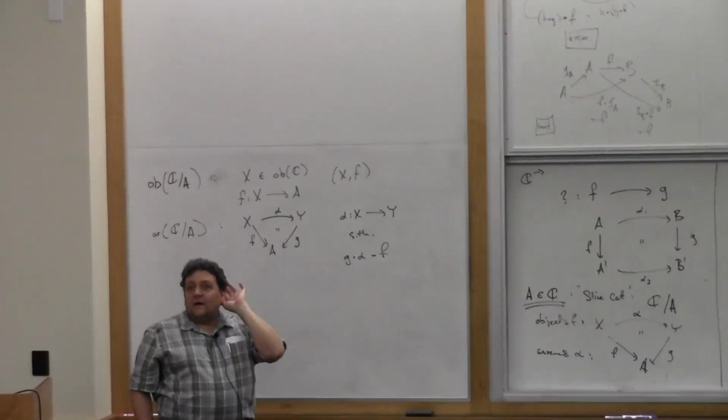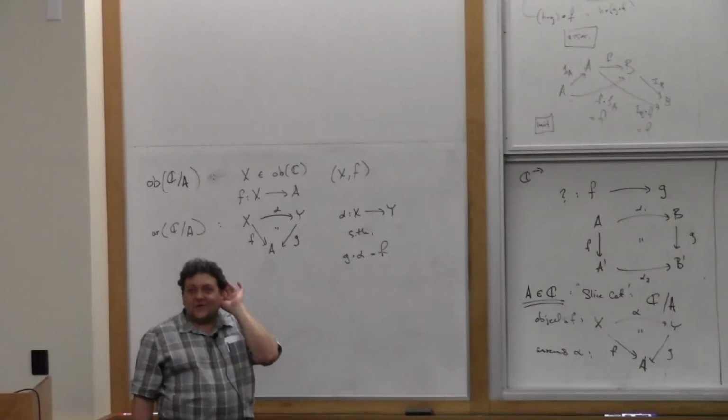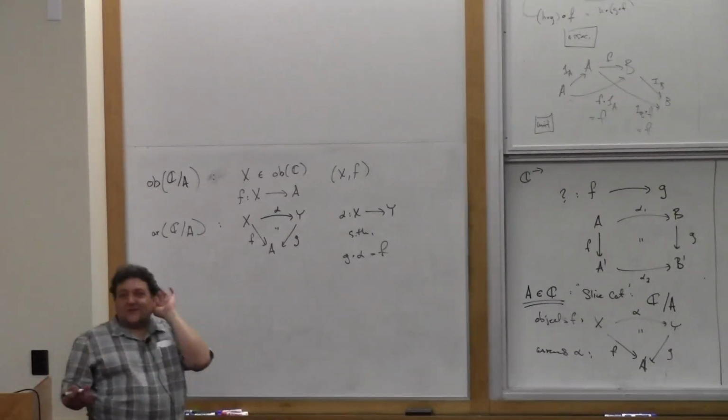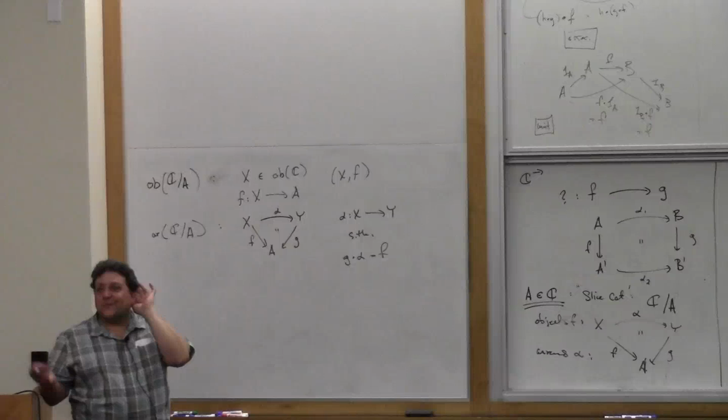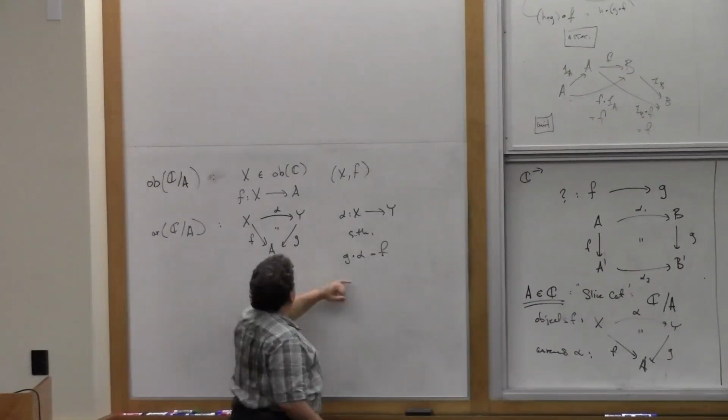Is there a good name for the dual of the slice category? We'll do duality tomorrow. The dual of anything is the co-of anything, unless it already starts with co, then you don't say co-of anything. I mean, co-slice is fine.